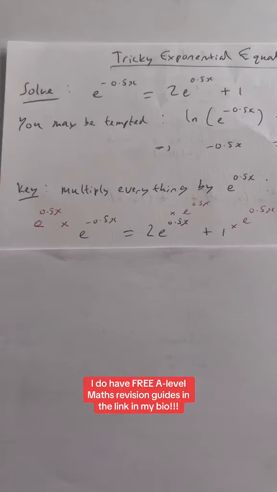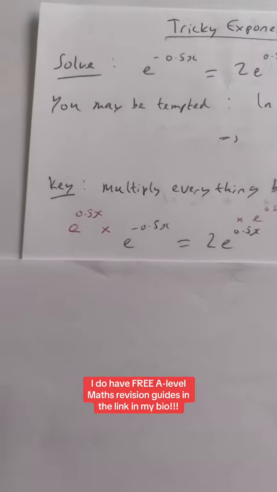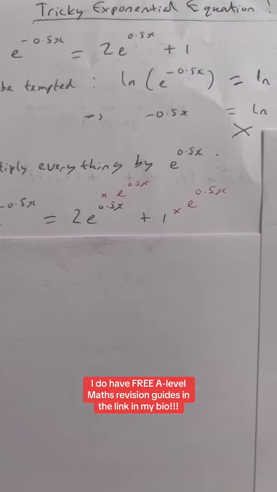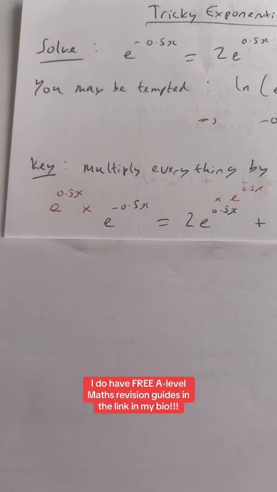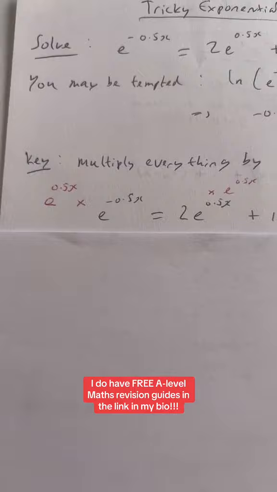We're kind of stuck. So the key with this one is you actually want to multiply everything by e to the power of 0.5x to kind of get rid of that negative power on the left hand side, right? And you'll see why that's quite useful. So just times everything that you see in the equation by e to the power of 0.5x. Now what we're basically doing is we're multiplying indices. When you multiply indices, you add powers, right?